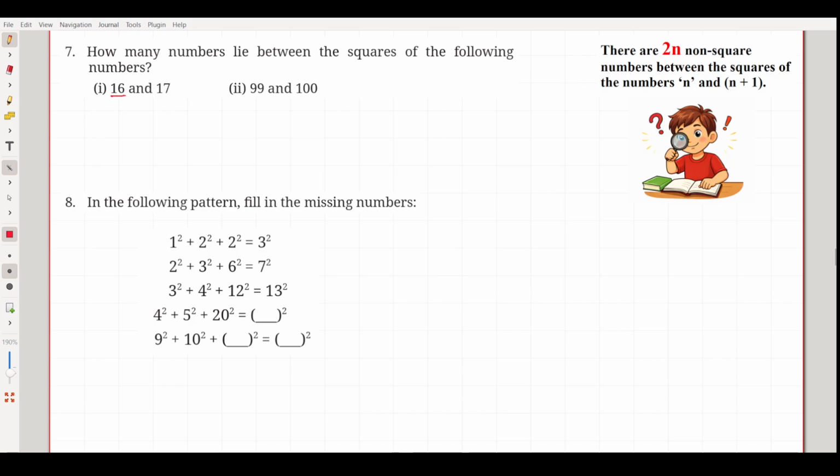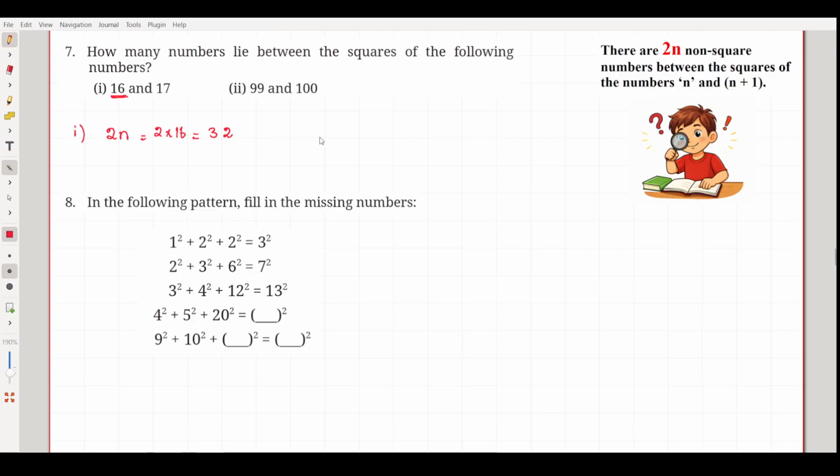So n is nothing but 16. Right, so 2n means 2 into 16, which is 32. For the first one, you will be getting 32 numbers between the square of 16 and 17.